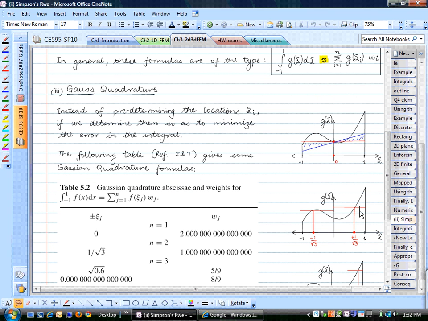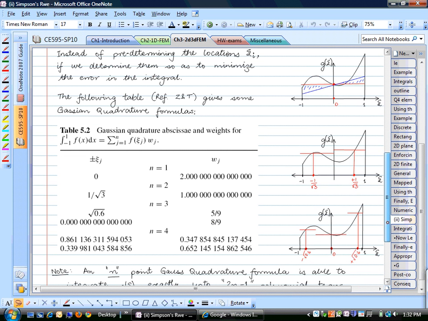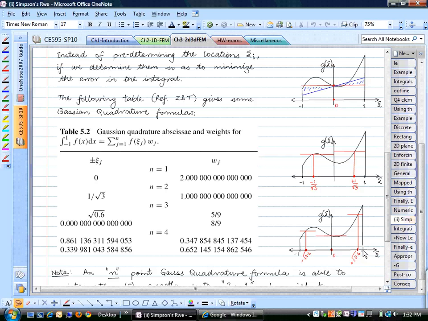If I use two Gauss points, I can integrate cubic functions exactly, not approximately, exactly. Similarly, for three Gauss points, it would be 2 times 3 minus 1, which is 5. A quintic order polynomial would be integrated exactly. So that's why people use Gauss quadrature more often than your regular trapezoidal rule or Simpson's rule.